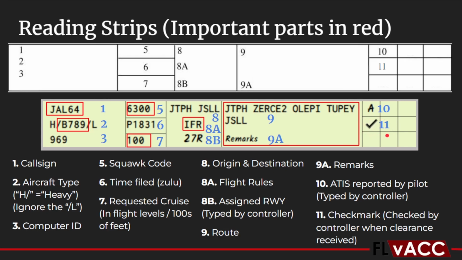There's a lot of information to unpack on the strips, but it's pretty easy to figure out what the call sign and route are, for example. Make sure to give special attention to the squawk and requested cruise altitude so that you don't mix them up.